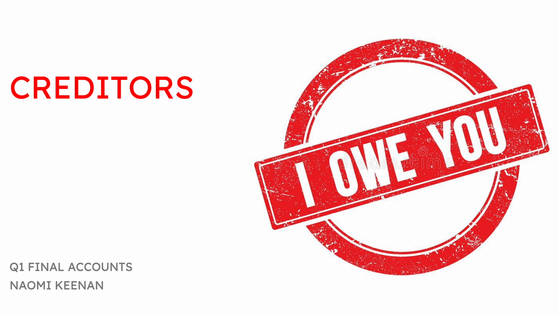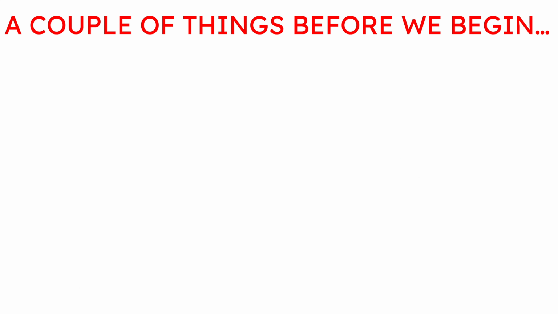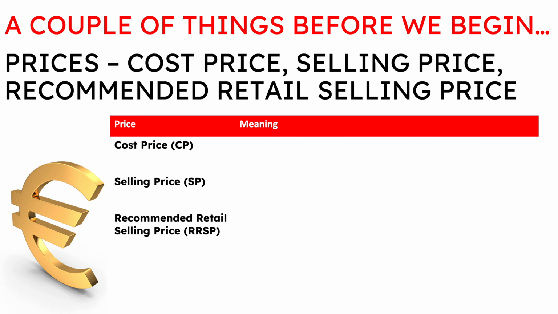This video is going to take a look at adjustments that might involve changes that are necessary to creditors. So creditors are the people that you owe money to, the business owes money to. Okay, so we'll get started. So a couple of things before we begin.